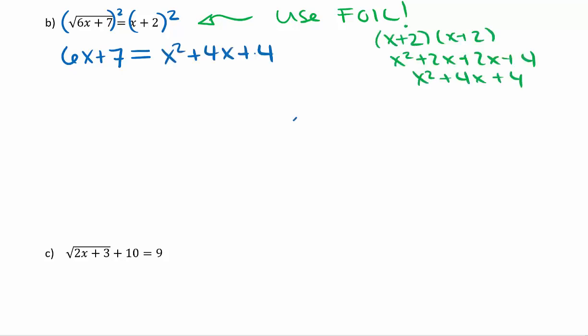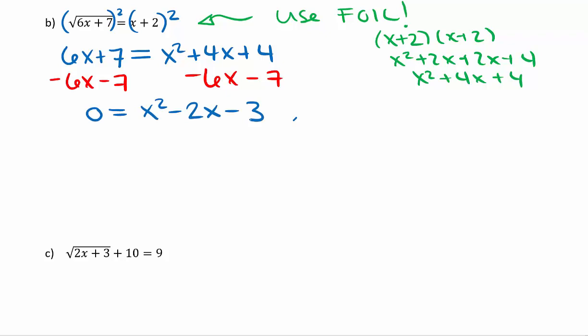My first would be x squared. My outer and my inners are both 2x. Together, that's 4x. And last term is 4. Now, in this case, I actually have a quadratic equation, something with an x squared. So if I want to solve this equation, I have to set one side to 0. And with quadratics, it's easiest if the x squared term is positive. So I'm going to set the left-hand side to 0. That means subtracting the 6x, subtracting the 7, and combining like terms.